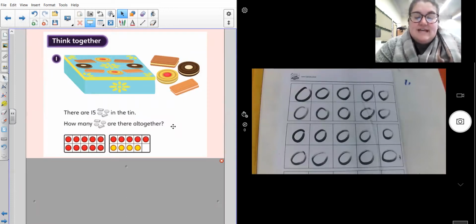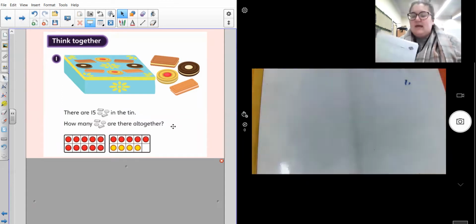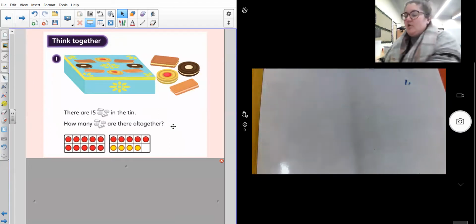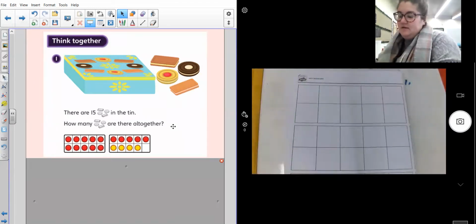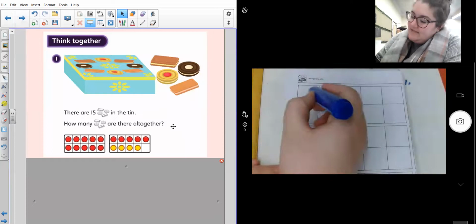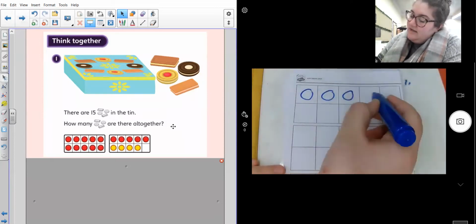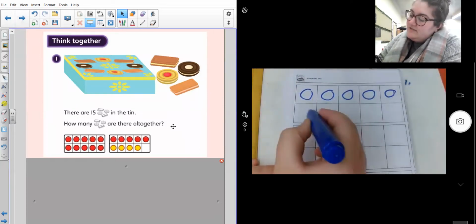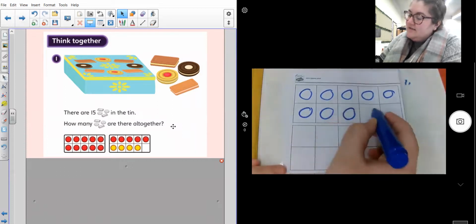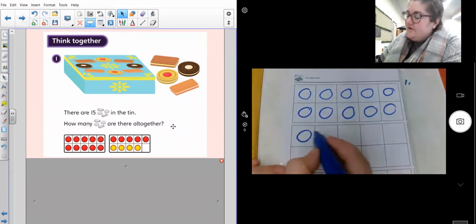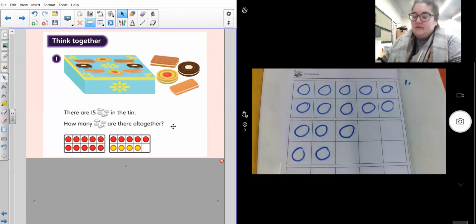So let's have a look at the think together. There are 15 biscuits in the tin, okay? 15 in the tin. Now, first of all, let's just get a 10 frame and let's show that, okay? I've got 15 biscuits. 1, 2, 3, 4, 5, 6, 7, 8, 9, 10, 11, 12, 13, 14, 15. 15 biscuits in my biscuit tin.